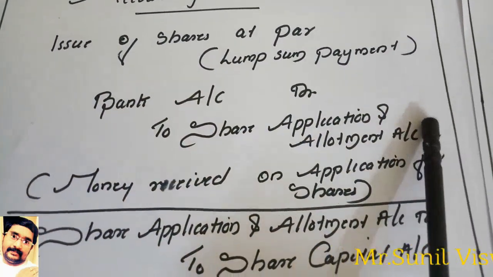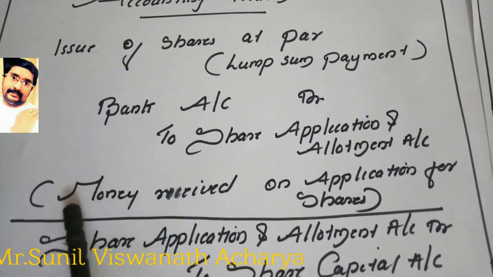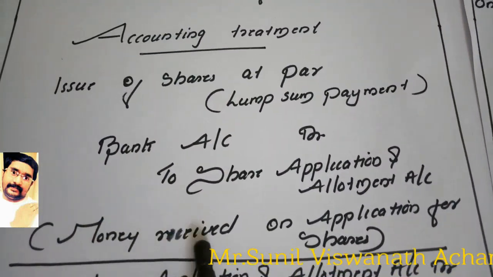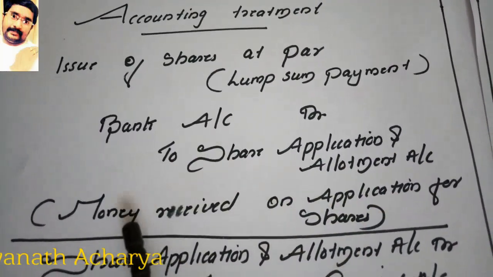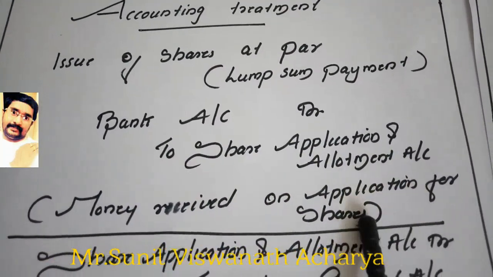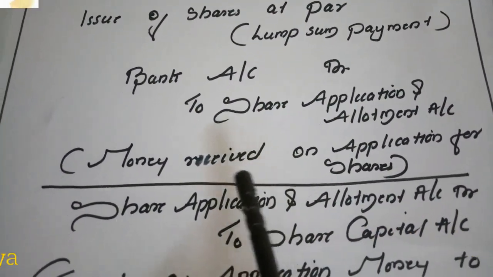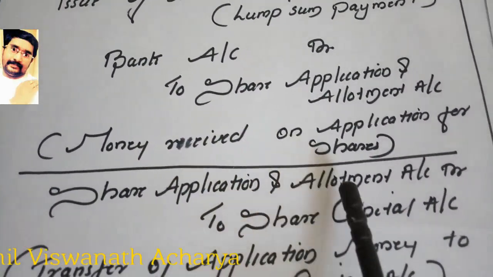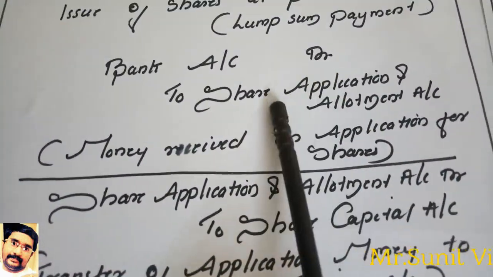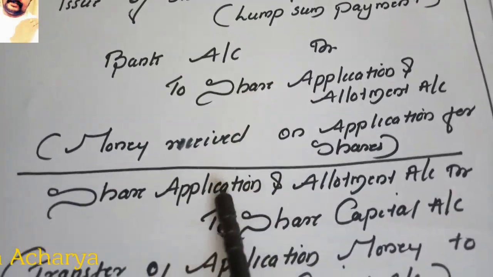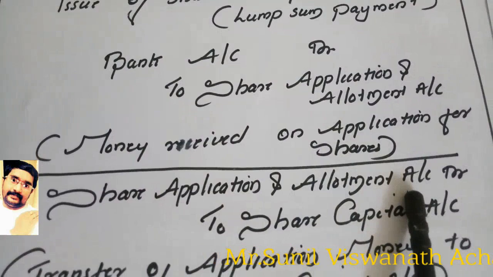You should draw the journal format. Everyone knows the journal format; we have to follow that format. Then the narration we have to write is: money received on application for shares. Then the second journal entry is Share Application and Allotment Account Debit to Share Capital. Now the application money is received. After application, what will we do? We will do the allotment of shares. We will give the shares to the public.